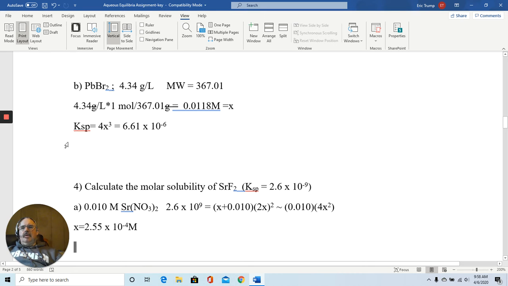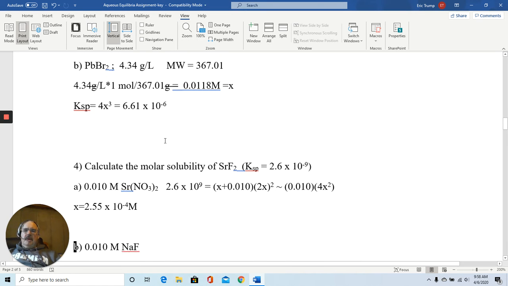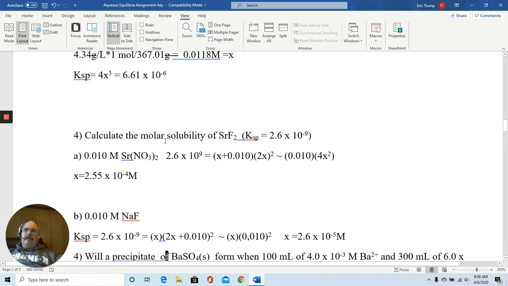KSP is 4X cubed. Lead is X. Bromide is 2X. In the KSP expression, we would square the 2X, so combining terms, we get 4X cubed. And our KSP then is 6.61 times 10 to the minus 6th.